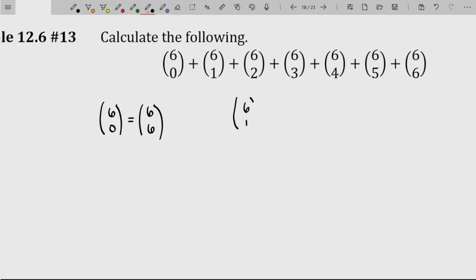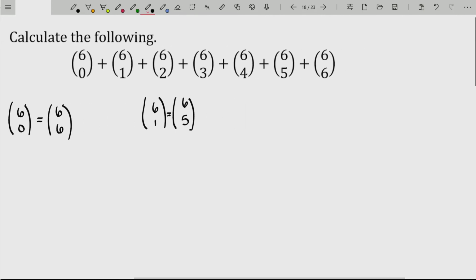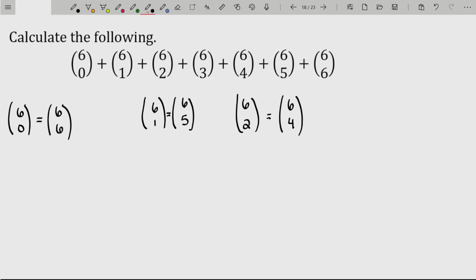6 choose 1 is the same thing as 6 choose 5. And again, choosing one of your friends is the same thing as choosing 5, because choosing 5 friends is the same thing as saying, which friend am I not going to choose? 6 choose 2 is the same thing as 6 choose 4.